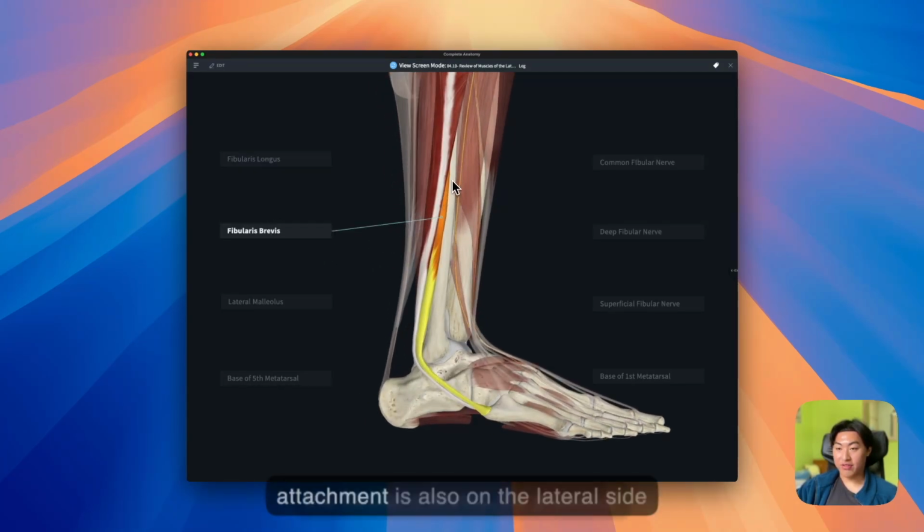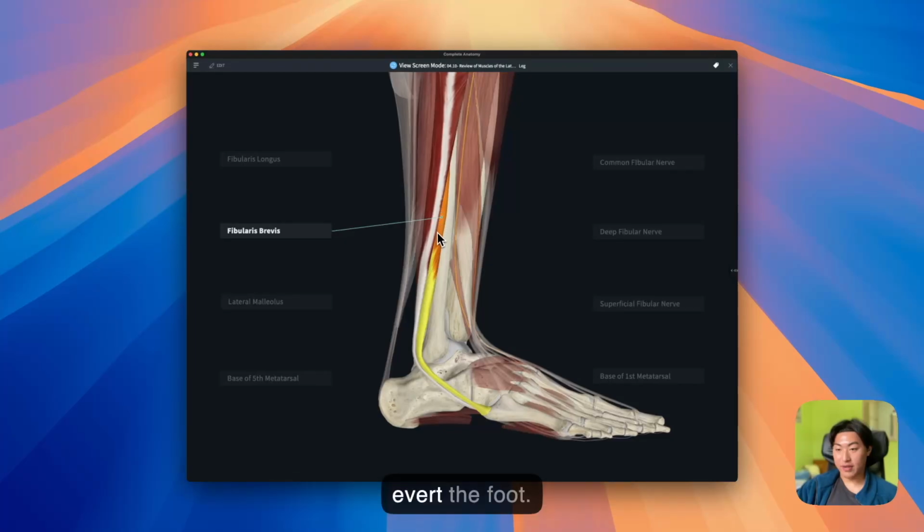Next, we have the fibularis brevis. Its proximal attachment is also on the lateral side of the fibula, but more inferiorly compared to the longus. And then it runs down here and distally attaches to the tuberosity of the fifth metatarsal. And its action is also to evert the foot.